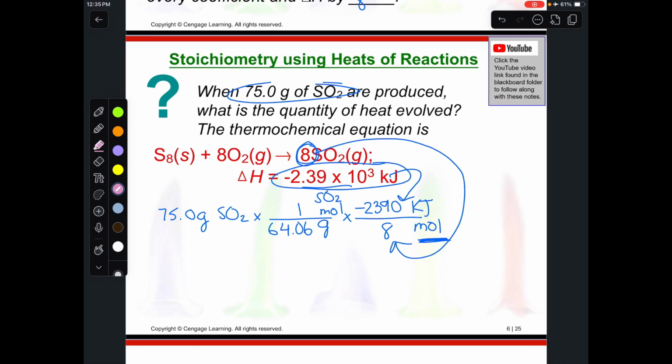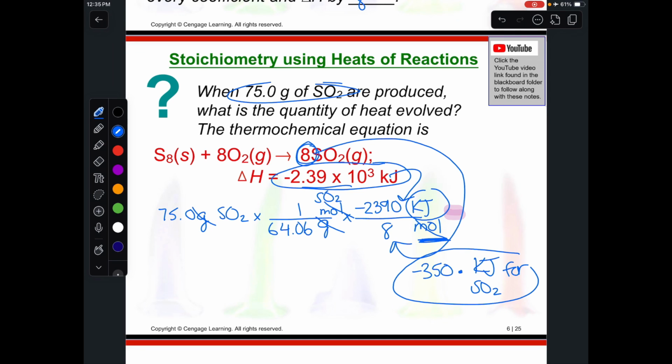I'm going to take 75 times negative 2,390, divided by 64.06, get an answer, and divide by 8. My answer, rounded to 3 sig figs, is negative 350. I'm going to put a decimal point here, kilojoules, because moles canceled out and grams canceled out, and I'm left with just kilojoules, and this is of heat for SO2.